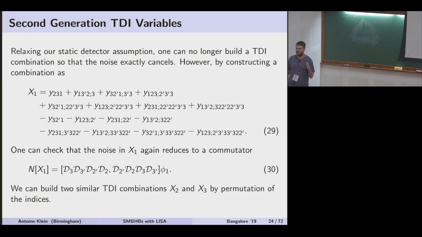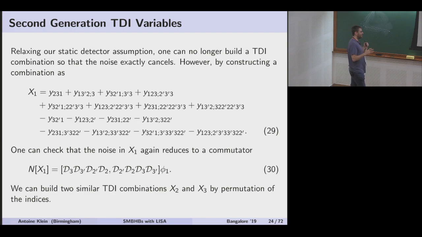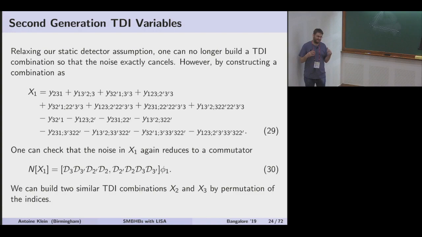Those will be really essential when we want to work with real LISA data, because in that case we don't have a control over our signal. It's just what's physically measured. And in that case, we really need to go to that level of precision in order to reduce the noise to an acceptable level.